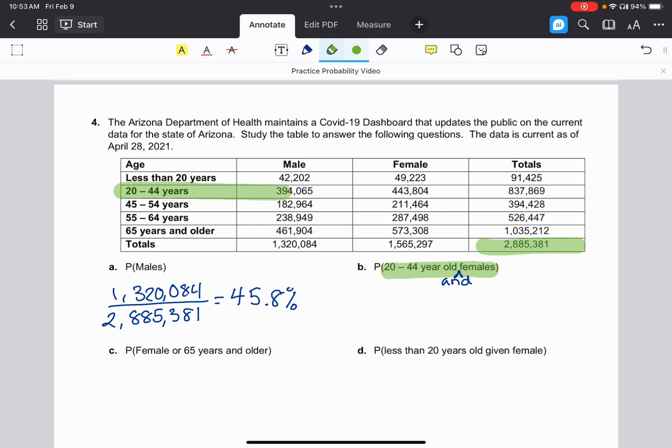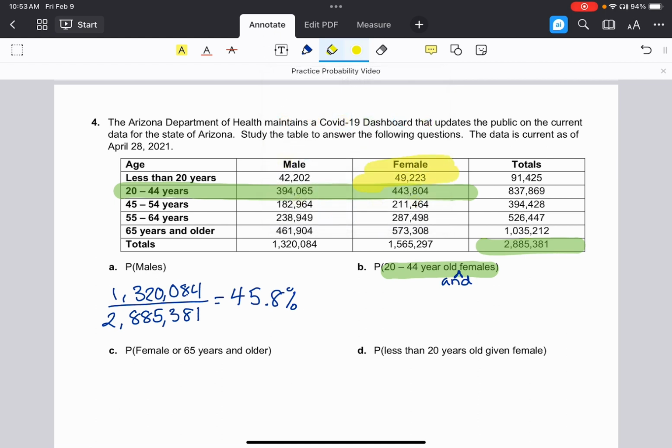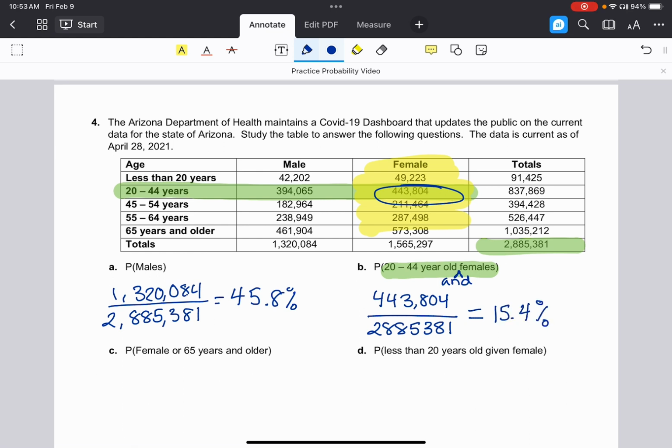So think about it, we've got our 20 to 44-year-olds, and we also have our females. And where do those two highlights overlap? The 443,804 number. And that's out of our total in the table, which gives us a likelihood of 15.4%.